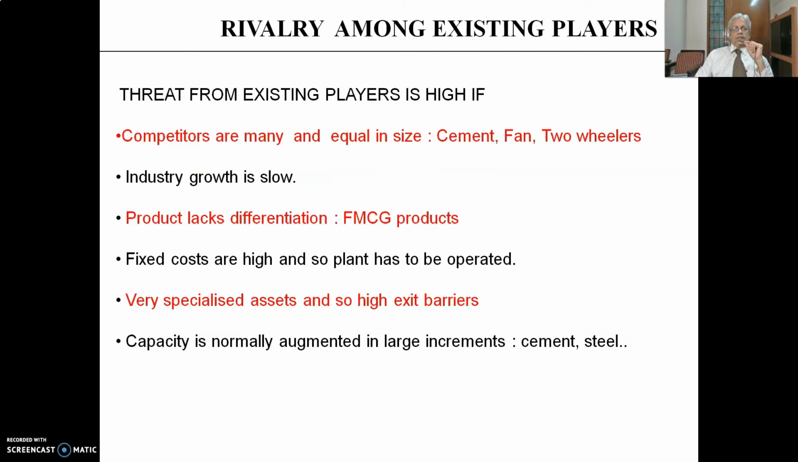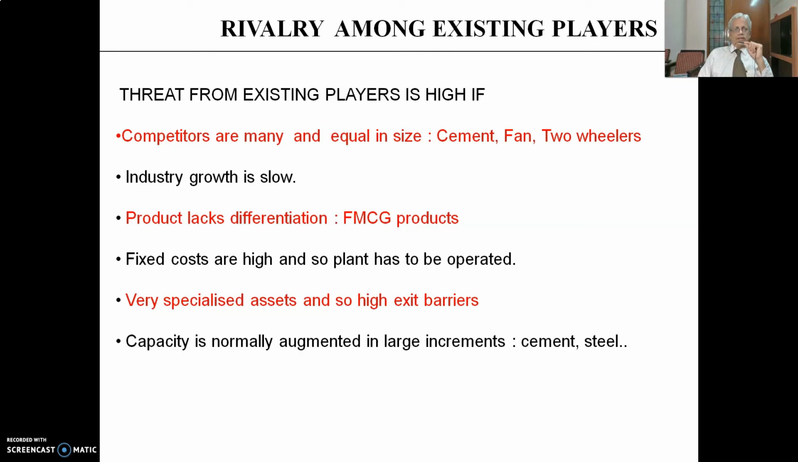Last is the rivalry among the existing players. The threat from the existing players will be quite high if the competitors are many in number and equal in size, like what you are seeing in the cement industry, fan industry or two-wheeler industry. Suppose the industry is growing very slowly, for example only about 4 or 5%, whereas a player is trying to grow at about 8% or 10%. Obviously, he will try to snatch market share from some of the slow growing players. So the threat will be quite high.